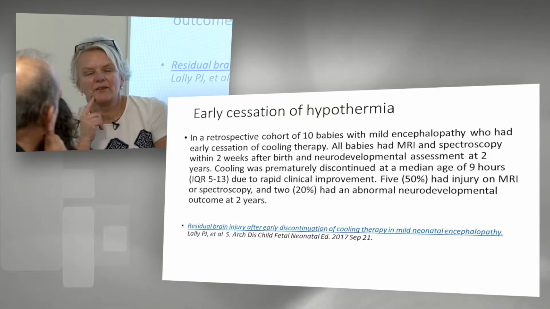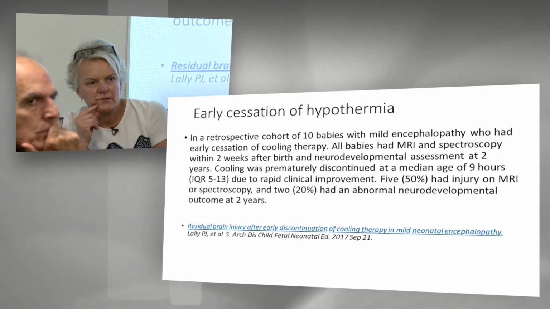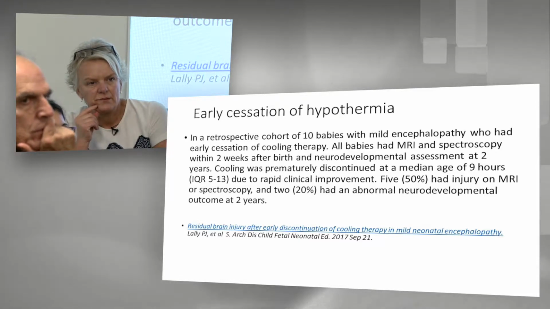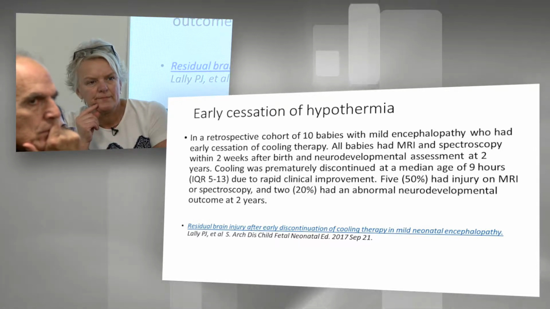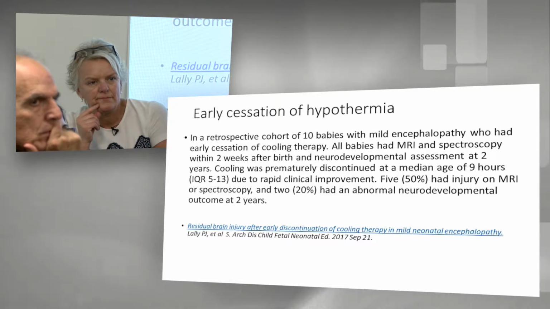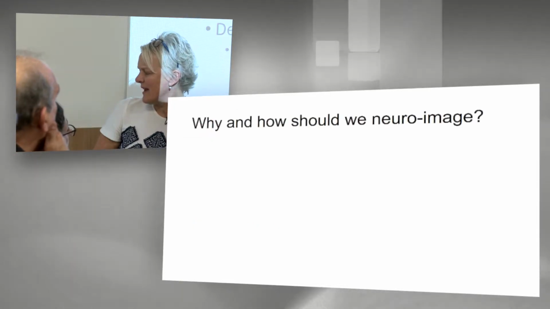But what I'm saying here is that when you have 60% of your cooled babies with mild encephalopathy that have abnormalities, and it's the same number as the ones who have moderate encephalopathy, and the same percentage as the ones who have severe encephalopathy, I'm wondering if it's not the cooling. Right. So I can show you some data. It's coming later.